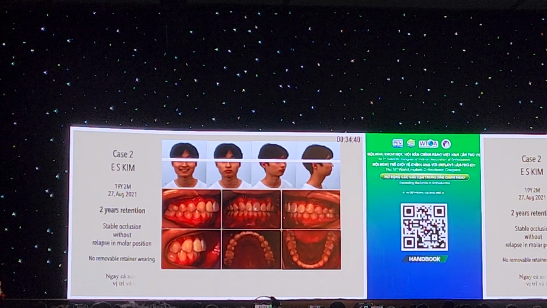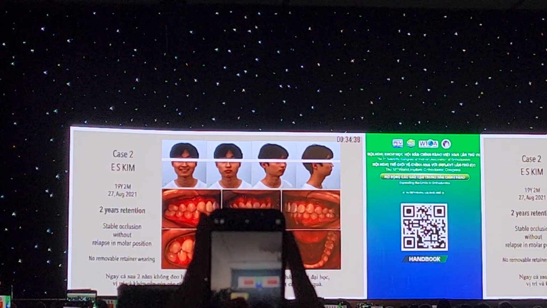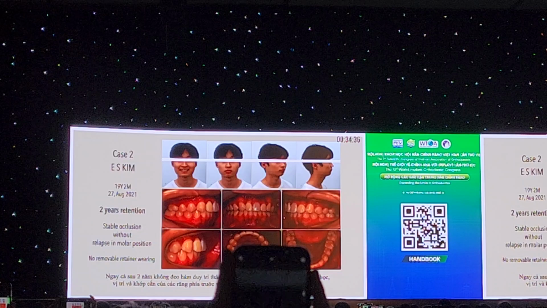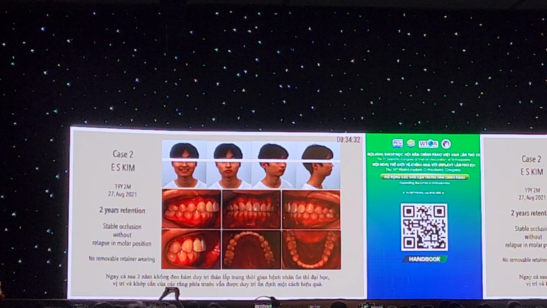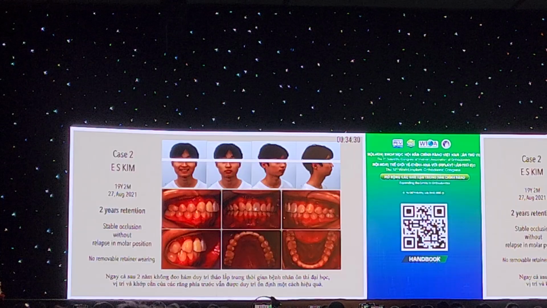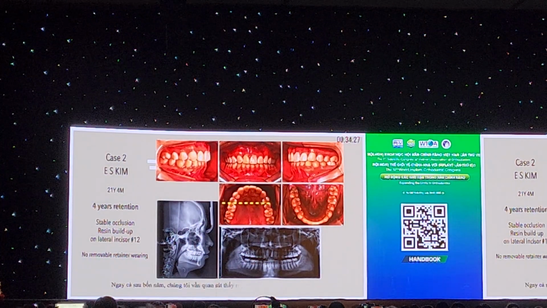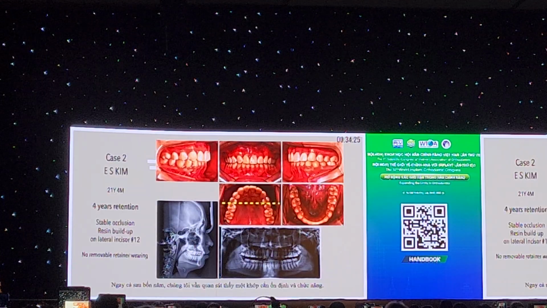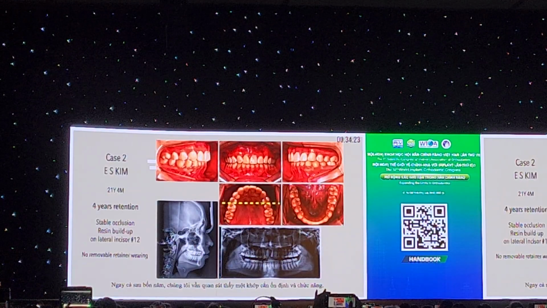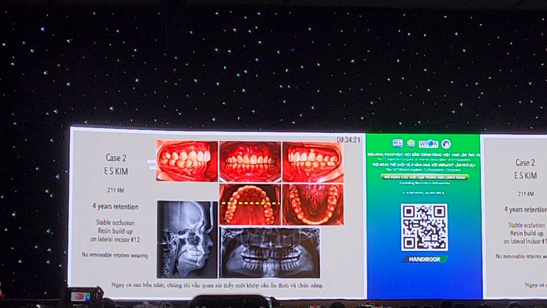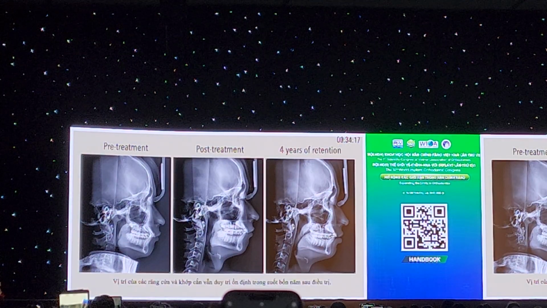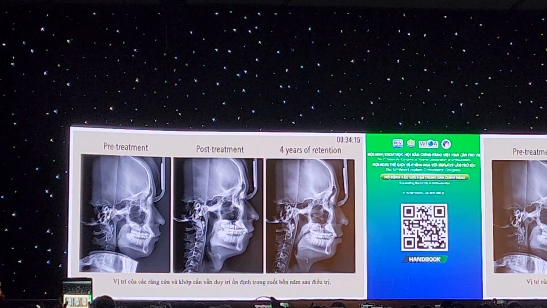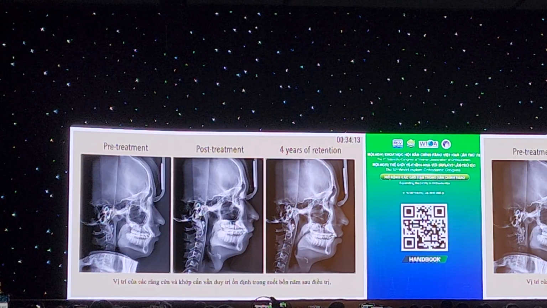Even after not wearing a removable upper retainer for 2 years during university entrance examinations, the position and occlusion of the anterior teeth were effectively maintained. Even after 4 years, we continue to observe a stable and functional occlusion. The position of the incisors and occlusion has remained stable for 4 years post-treatment.